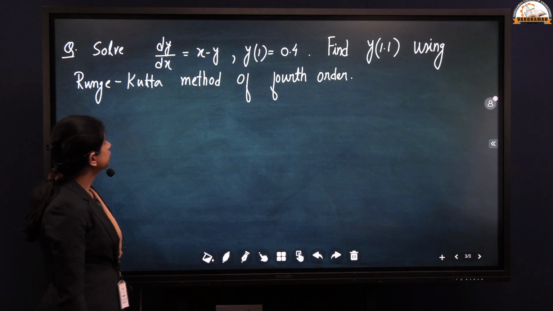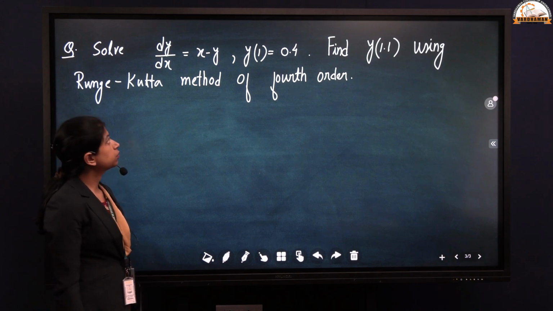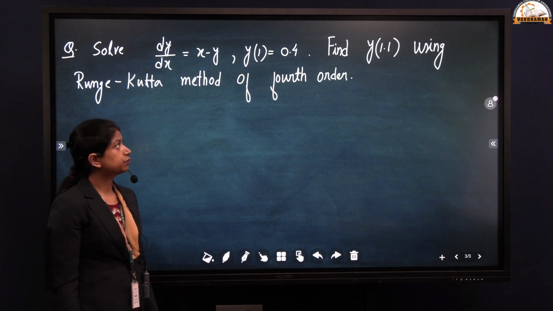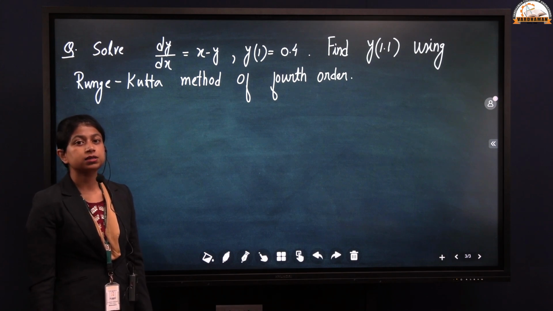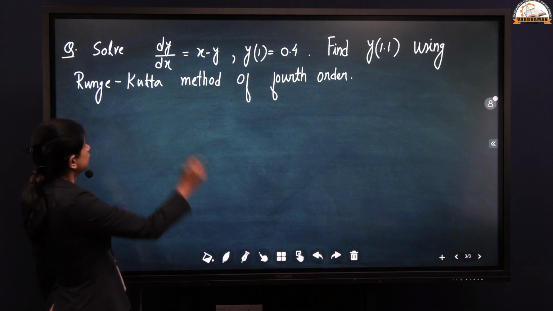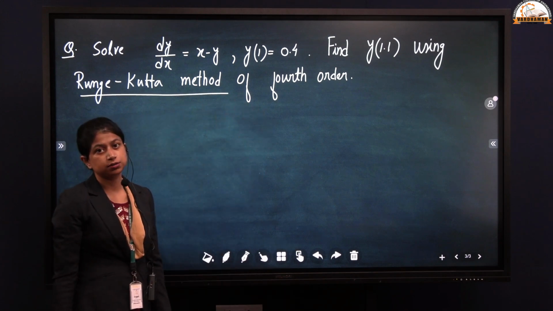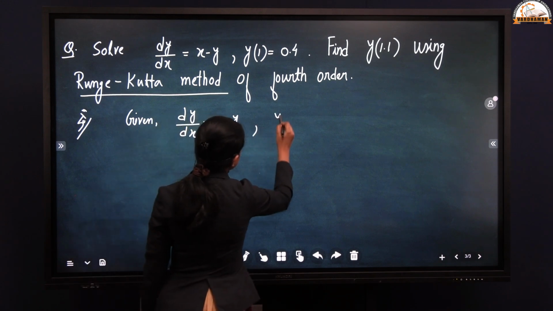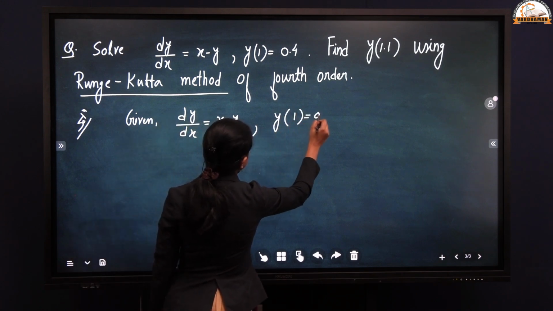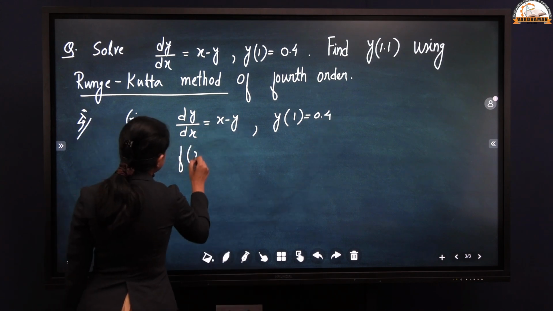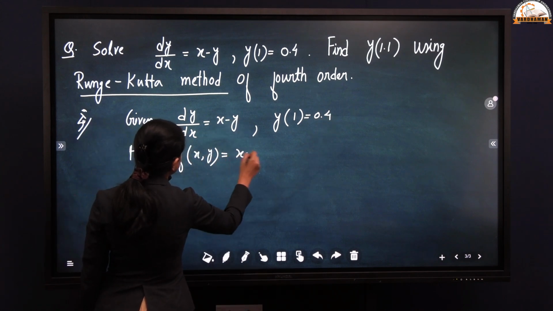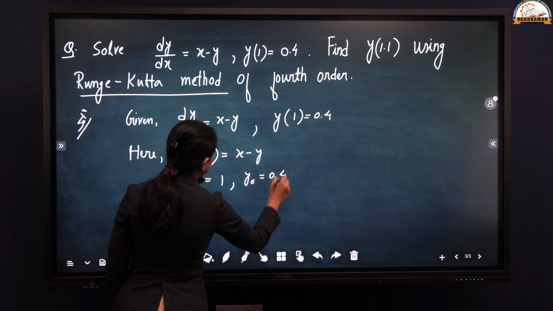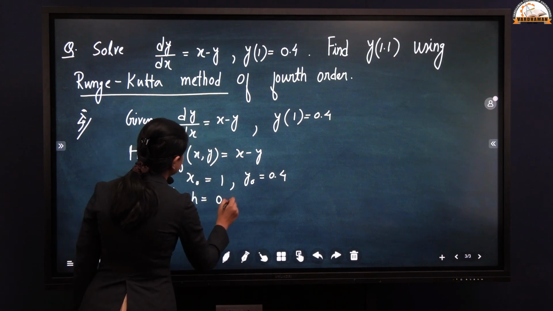Now look at this problem, where we have to solve dy by dx equal to x minus y with the initial condition y at 1 equal to 0.4. We need to find y at x equal to 1.1 using Runge Kutta method of fourth order. Given dy by dx equal to x minus y with the initial condition y at 1 equal to 0.4. Here f of x comma y equal to x minus y. x0 is 1, y0 is 0.4. Let h is equal to 0.1.